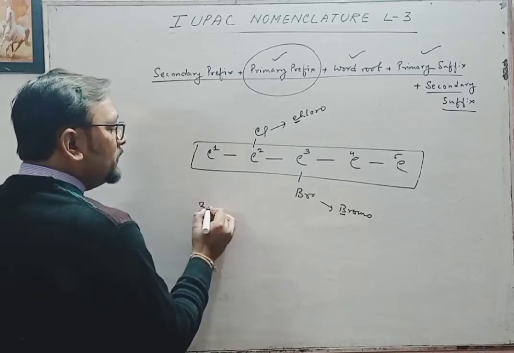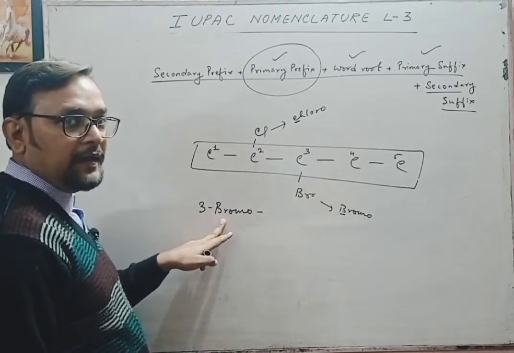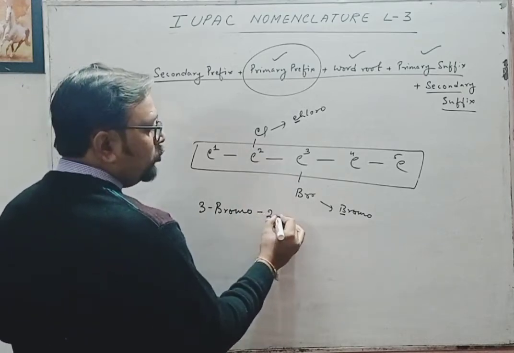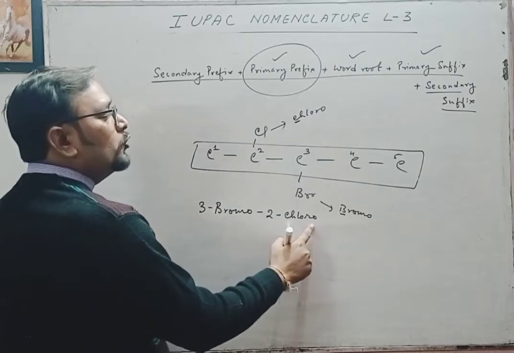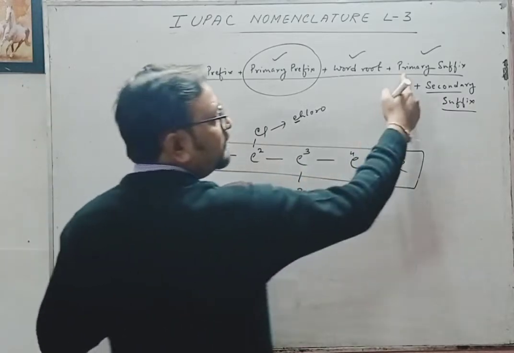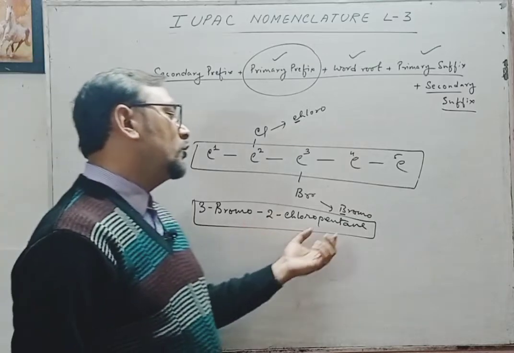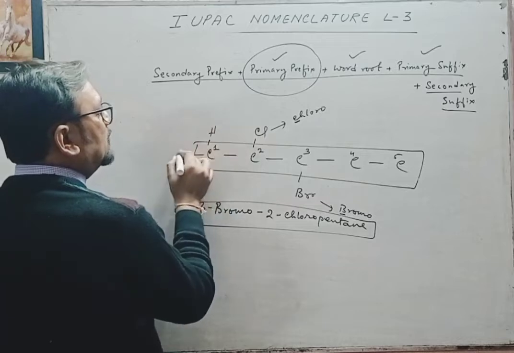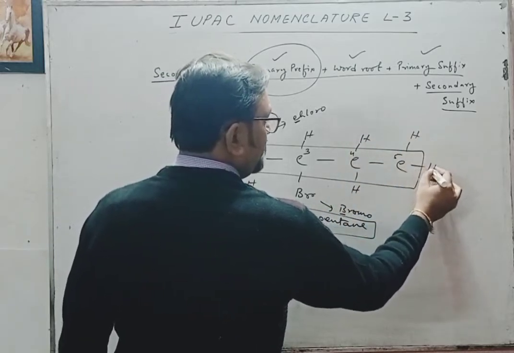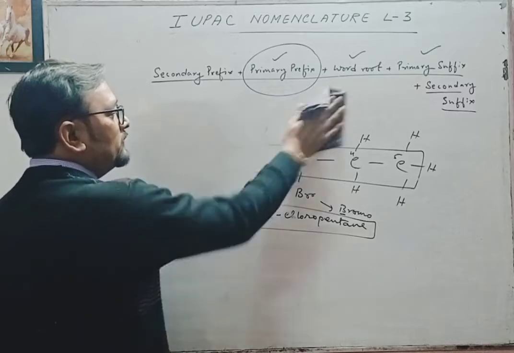Got it? Understood? So 3-bromo, hyphen. Why have I given a hyphen? Because number and alphabet are always separated by a hyphen. So 3-bromo, again a hyphen because I will write the locant, 2-chloro. After that, the word root, meth, eth, prop, but, pent, plus the primary suffix here, ane. So this is the name of the compound, 3-bromo-2-chloropentane. Finally give the hydrogen and complete your structure. Clear? Give the hydrogen and complete the structure. Clear all of you? Okay, getting the idea? Let's take another example finally for today.